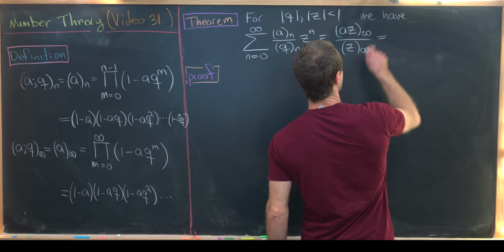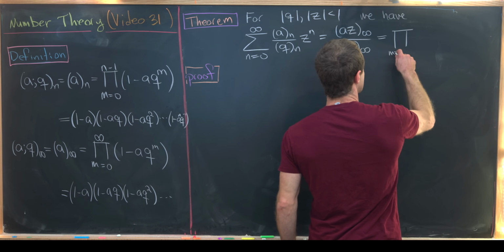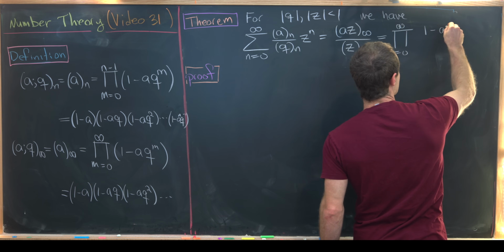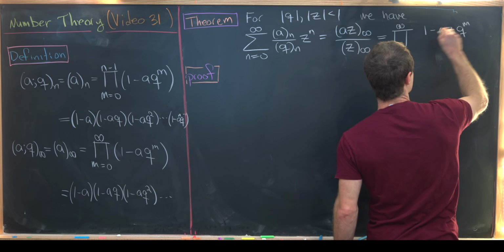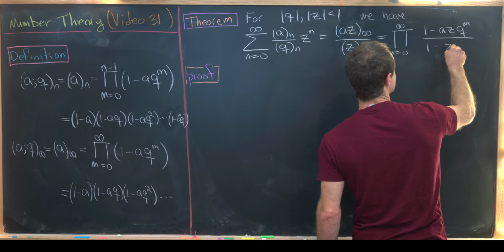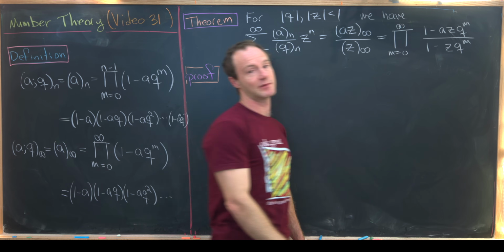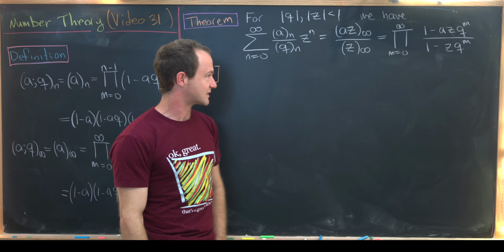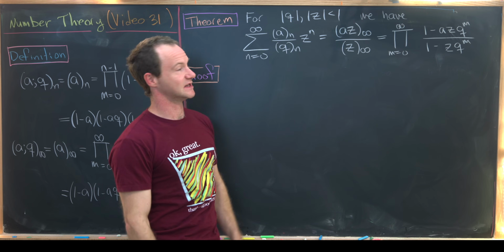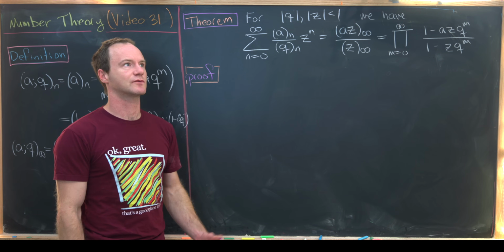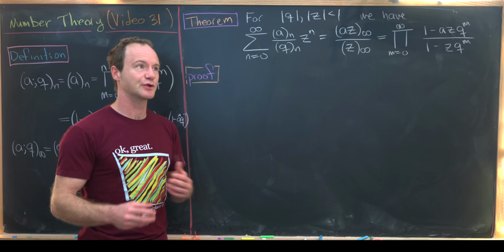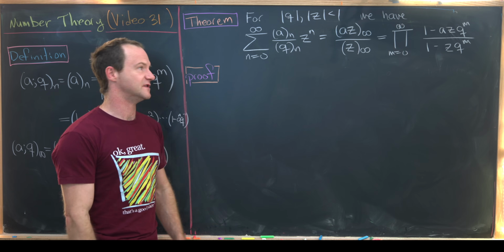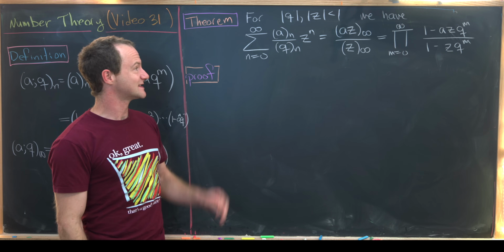We could even write this out if we want to as the product as m goes from 0 up to infinity of 1 minus a times z times q to the m in the numerator over 1 minus z times q to the m in the denominator. And then we would expand each of those things in the denominator using geometric series, and it would sum up to this thing over here. So these sum-product identities are really important in the study of partitions. And actually one of the most famous partition identities, the Rogers-Ramanujan identities, is one of these sum-product identities. Okay, so let's get to the proof.